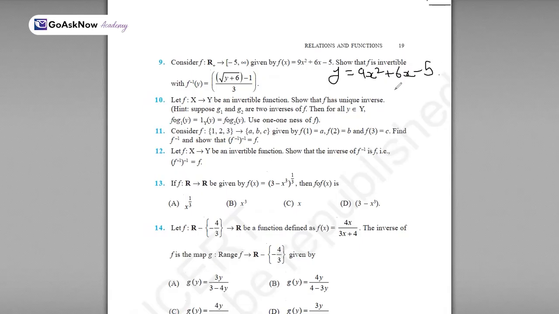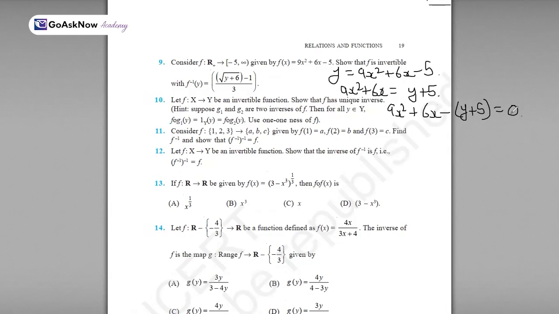Write it like this. Now what you have to do is find out the value of x in terms of y. So how to do this? Just try to write it like 9x square plus 6x is equal to y plus 5. You can write it like this. And now also write it like 9x square plus 6x minus (y plus 5).